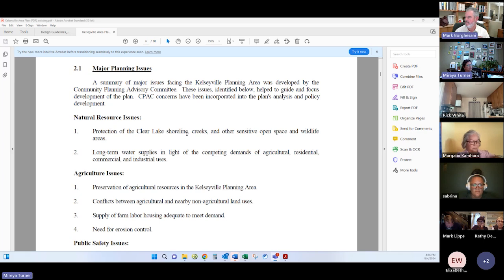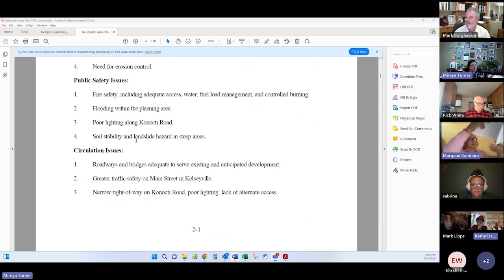Protection of Clear Lake shoreline, creeks, and other sensitive open space and wildlife areas. Is this one you've got up on your screen, Maria? Is it different than the one you sent? It precedes the one I sent. This is the very beginning.